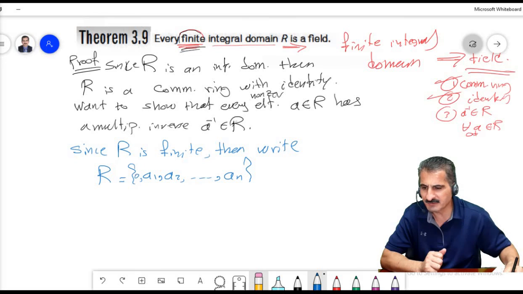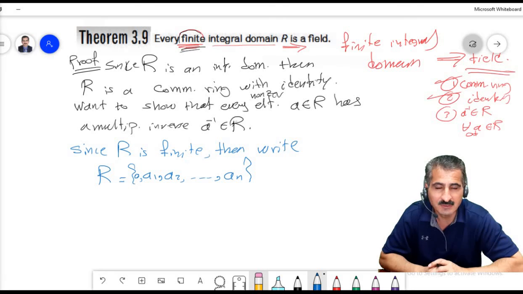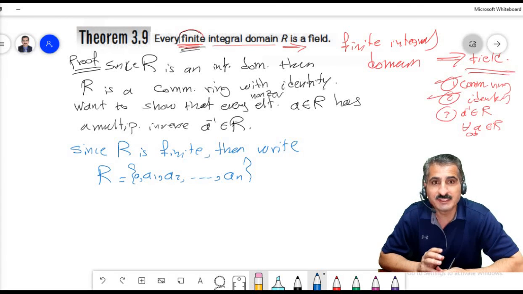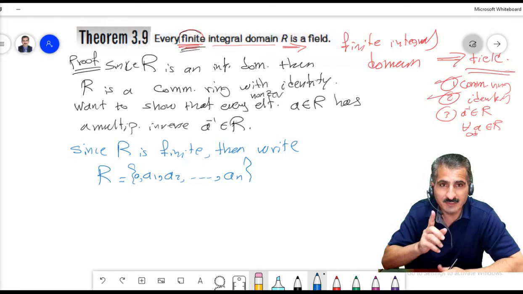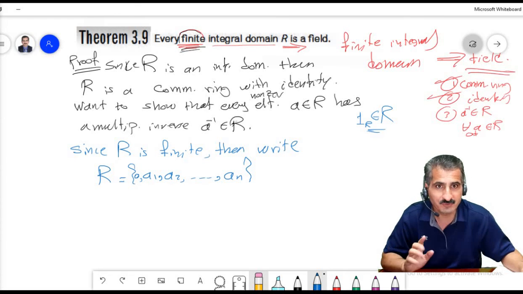Let me write the 0 here. Okay, so now none of the A_i's is a 0. But we know R is an integral domain, so the identity is in there. So the identity of R is one of these elements.